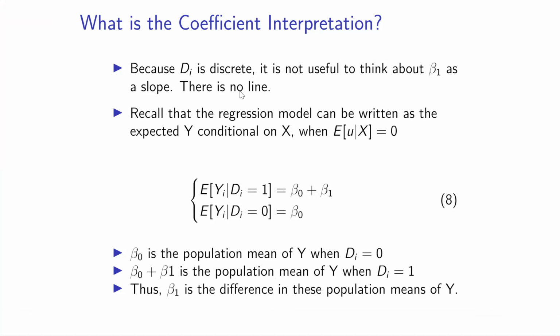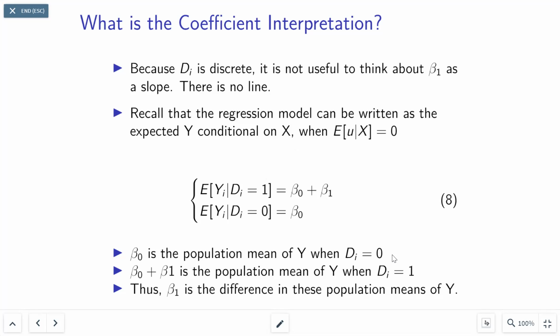Recall that previously we talked about thinking of the regression model as a conditional expectation of y given x when the first least squares assumption holds. In this framework, the expected value of y given the dummy is true can be estimated using beta naught plus beta 1, and the expected value of y given the dummy variable is not true is simply beta naught. Therefore, beta naught plus beta 1 is the population mean of y when the dummy is true, and beta naught is the population mean of y when the dummy is not true.